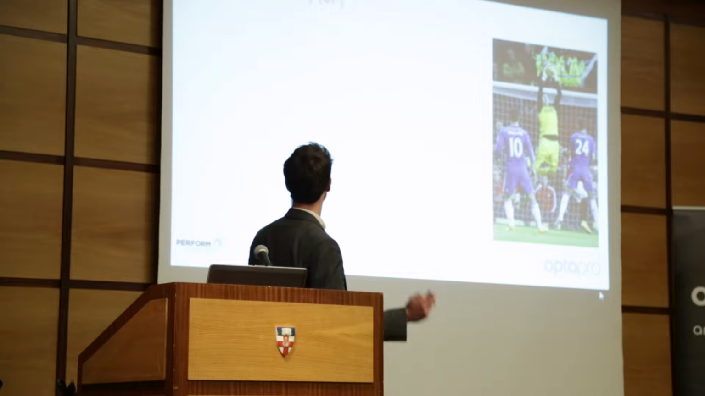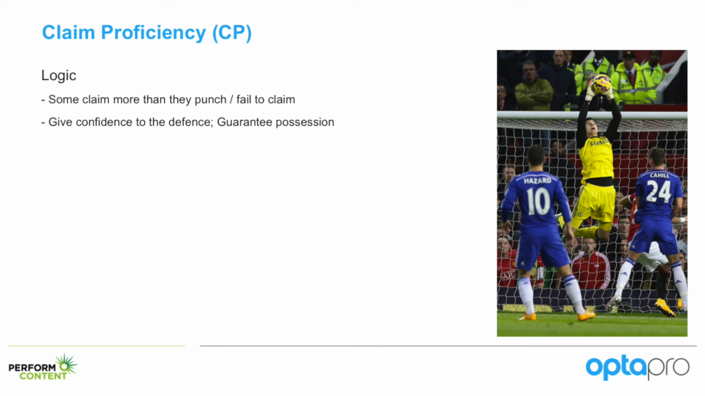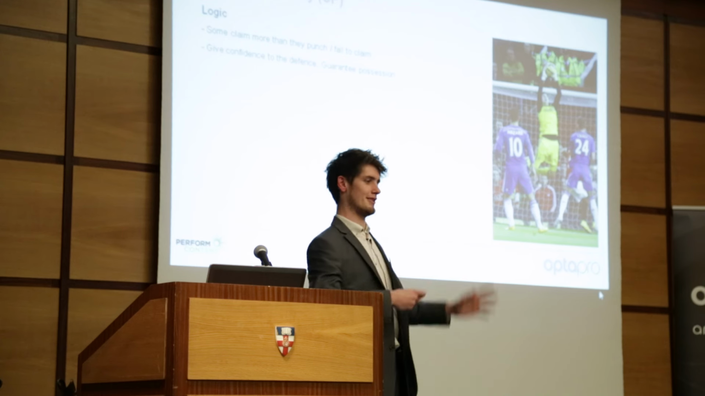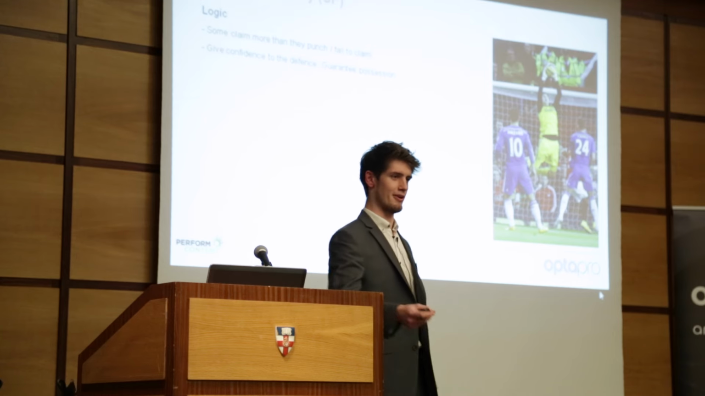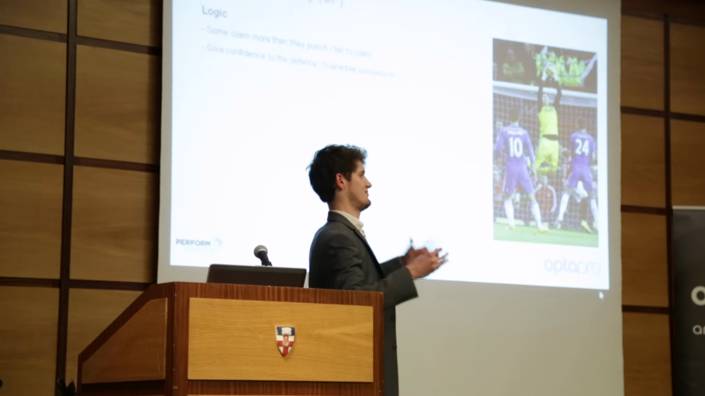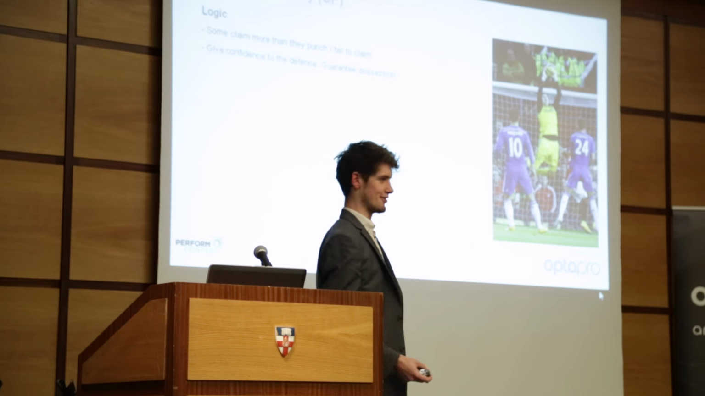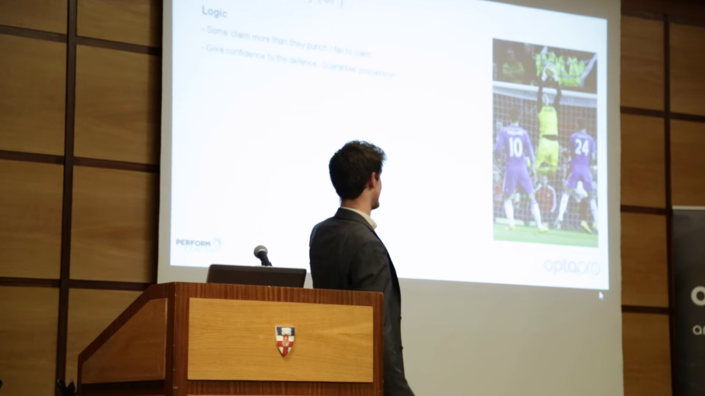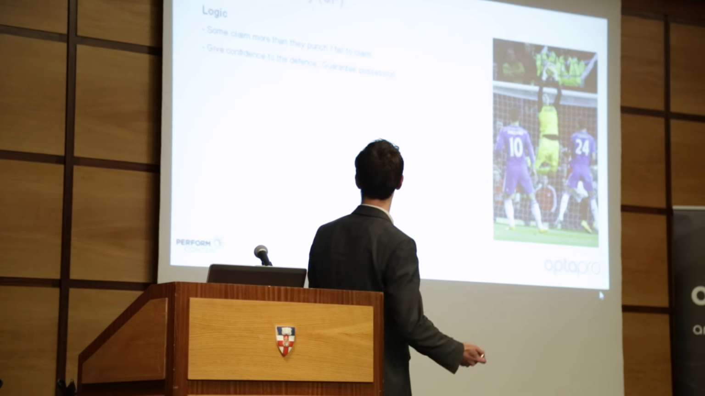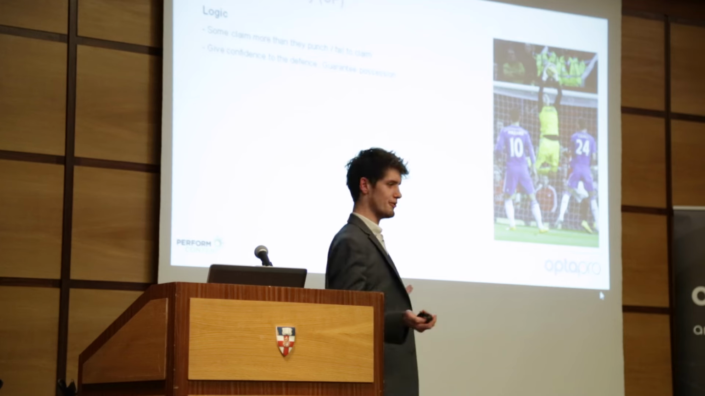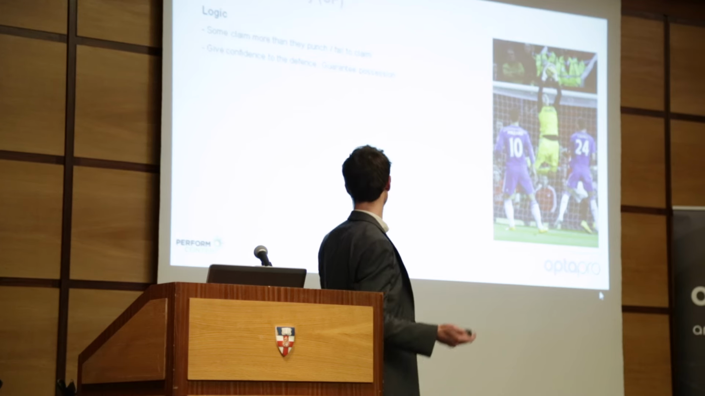So claim proficiency. The logic is some keepers claim more than they punch or fail to claim. The goalkeeping cliche this is built on is that you want the keeper to give confidence to their defence. If they catch the ball rather than spill it, the defence won't have any concerns about the keeper coming out to catch it. There's just generally going to be quite a solid defence to the team, which is obviously great when crosses are coming in. It guarantees possession, catching the ball, so it's better than punching it, and obviously better than dropping it. So which keepers claim more on average when the ball comes into the box?